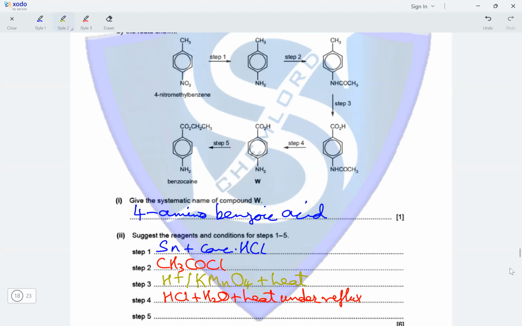And in step 5, we have conversion of the carboxylic group into an ester and the reaction with ethanol occurs. So we have presence of ethanol, CH3CH2OH. We have a catalyst, H2SO4, and we need to heat under reflux in order to bring about this reaction.